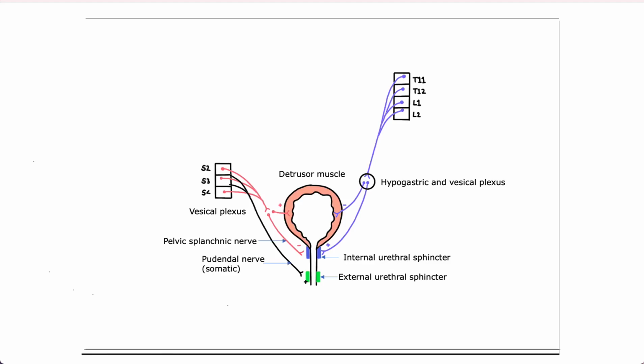This is the pudendal nerve, which are the somatic nerves. And this is my vesical plexus. Now one question: how does my brain know that the bladder is having some urine inside? That is coming through the sensory innervation.